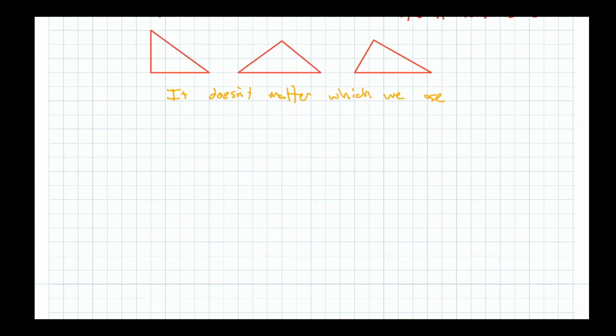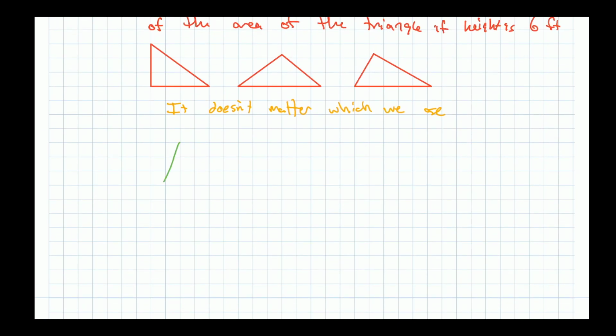So you don't have to think very hard about it. We're just going to draw a triangle. So let's draw a triangle. Not that one. Better triangle. Okay, so there's my triangle. This is the one I'm going to use. And so there's my picture.